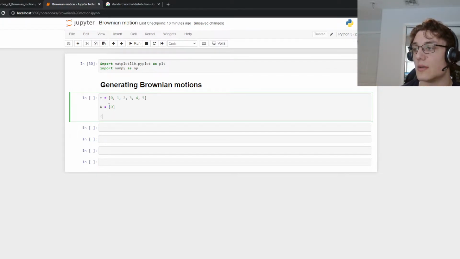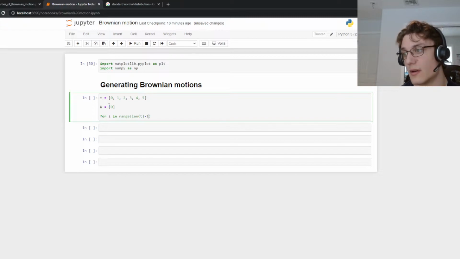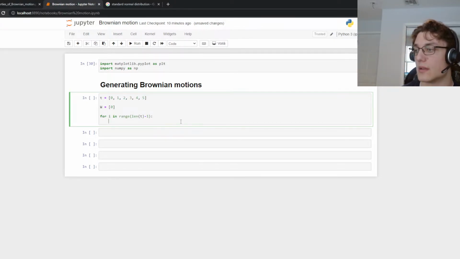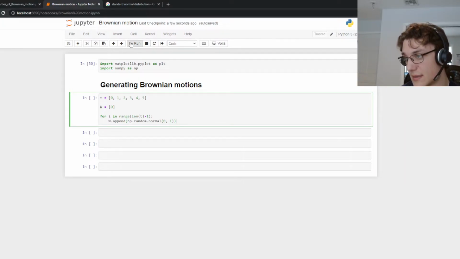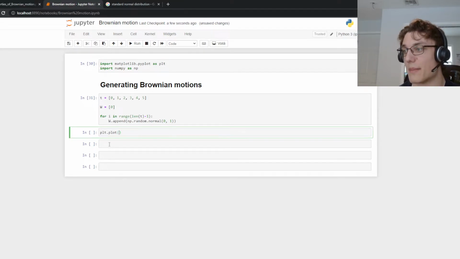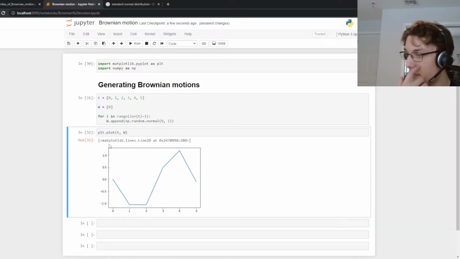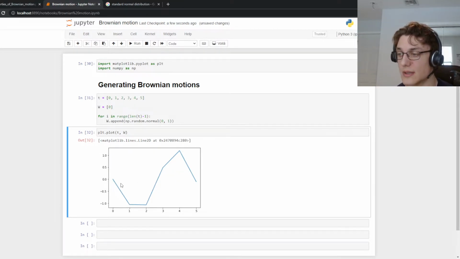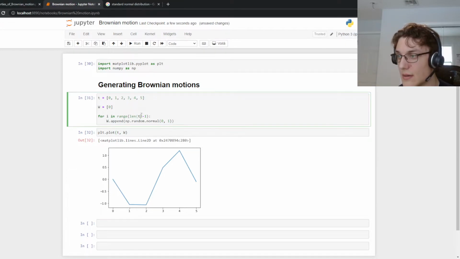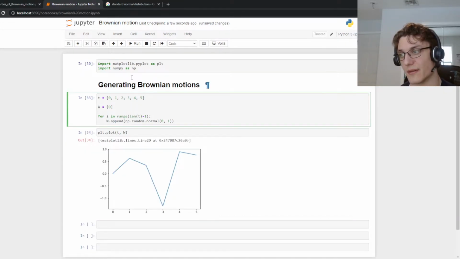So to do that, we can do for i in range of the length of time minus 1, because we already added 0 to the list. We are going to append np.random.normal(0, 1). So if we do this, and then we do plt.plot(T, W), we'll actually get Brownian motion. So this is going to be Brownian motion. It's a realization of Brownian motion over the 5-day interval. And we can simulate this as many times as we'd like to get different values.